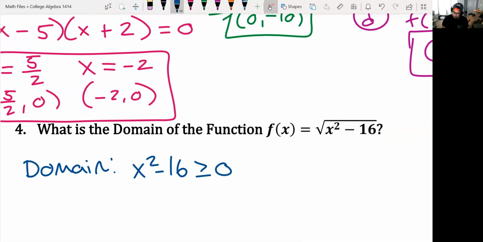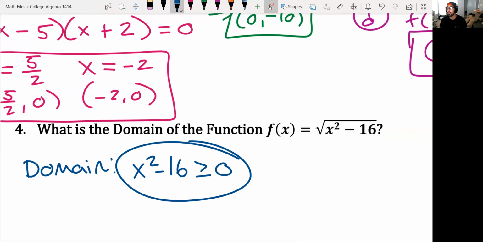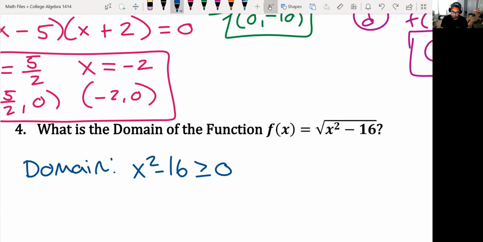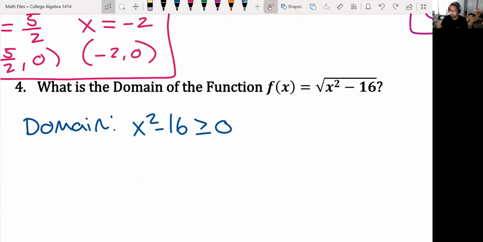And look at what we have. We end up with a quadratic inequality. On the past two examples, I showed you how to graph them and solve them. There's another way to actually solve these as well. So let's go over this method, because maybe this one might work out better for you.